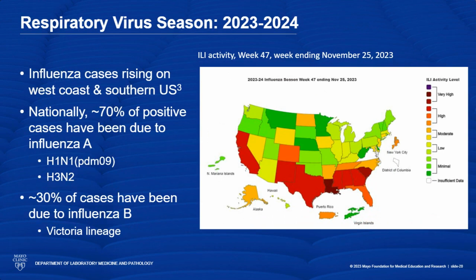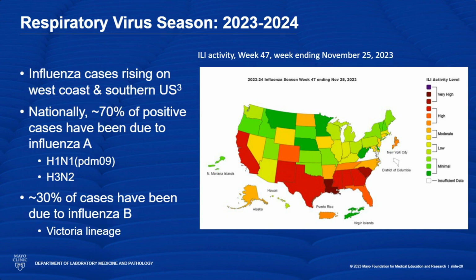So what about here in the United States? How does that start to translate into our experience? So here's data from the end of November, and you can see that influenza cases are rising in the southern part of the United States as well as on the West Coast.